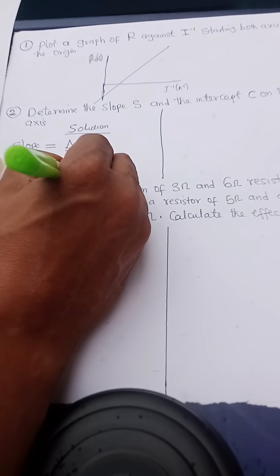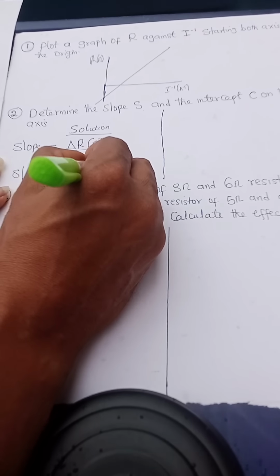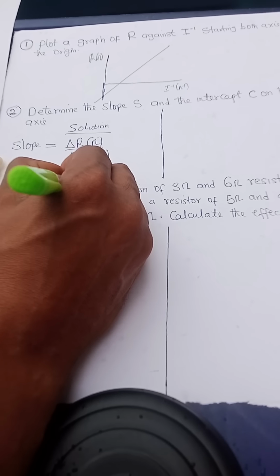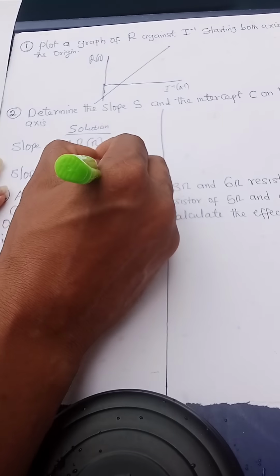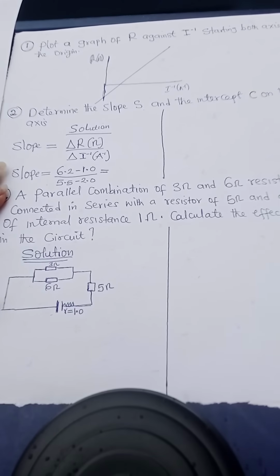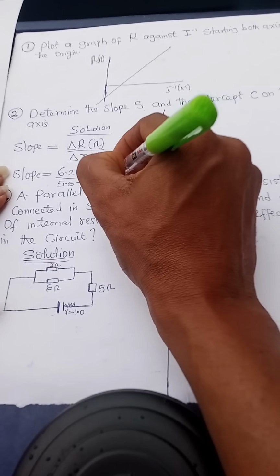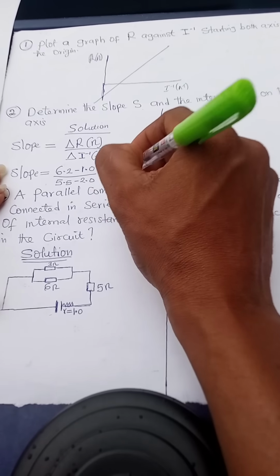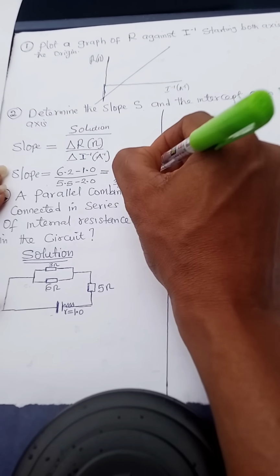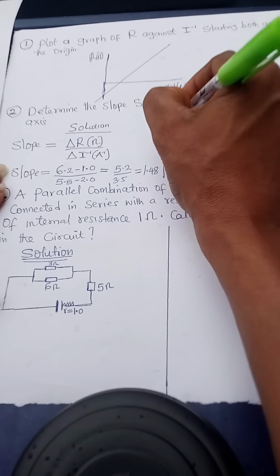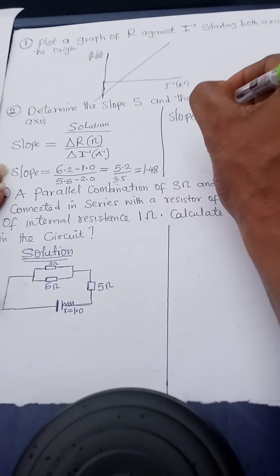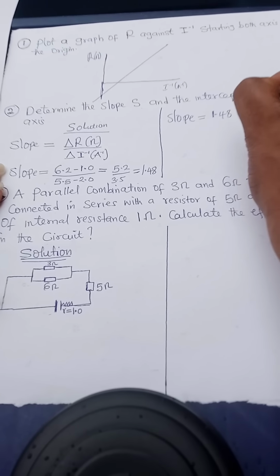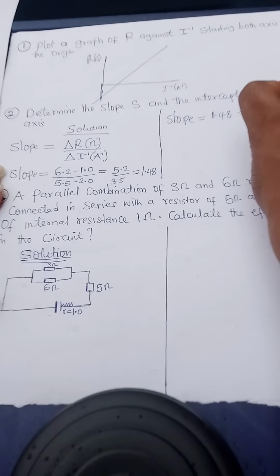This is what I will have, which will give me that the slope is equal to 6.2 minus 1.0, divided by 5.5 minus 2.0, which is equal to 5.2 divided by 3.5. So you find out that the slope will give me 1.48. So here, the slope is equal to 1.48, which is the same thing as 1.5.